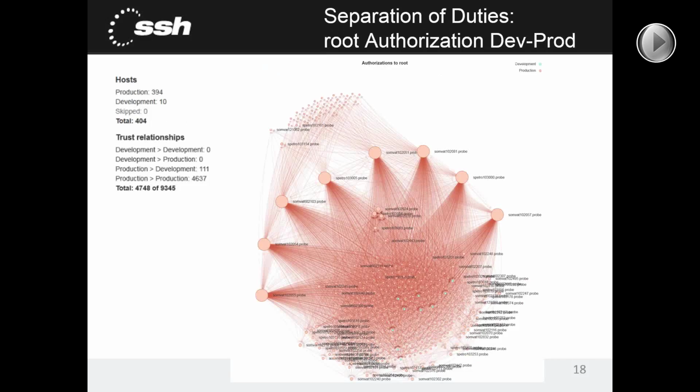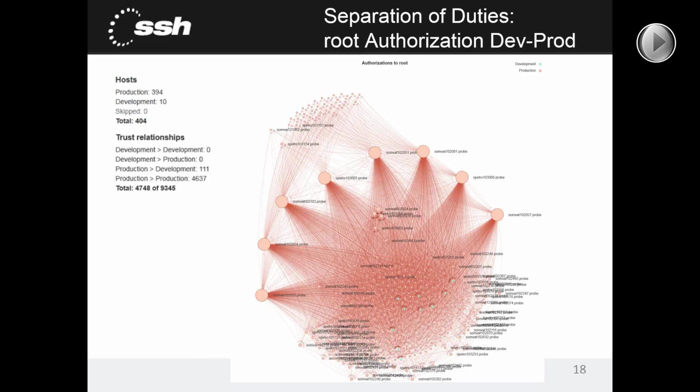Sorry, one sec. There we go. Got hung up. And here's another good example of separation of duties for this particular company, showing specifically just root authorizations going from development to production. You see the larger orbs there are the development servers and the connections. Sorry, the organizations at the top of the development connections coming in and being able to connect to production.